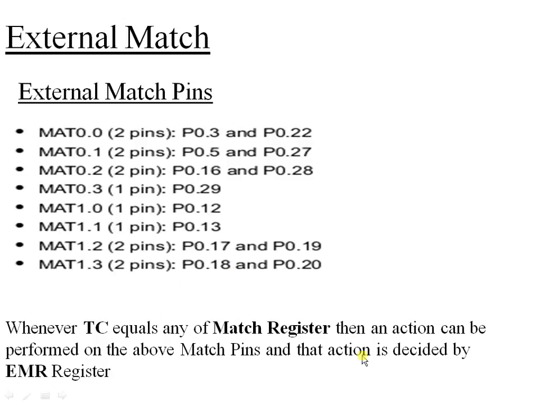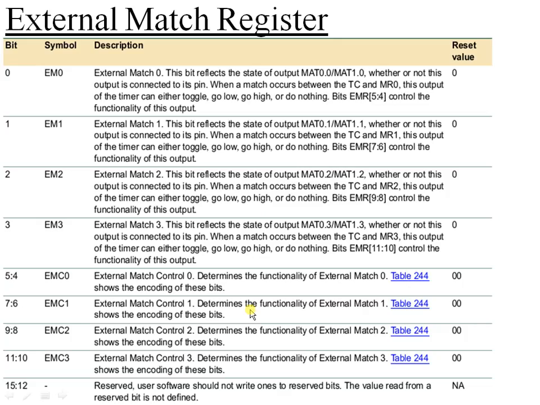Now what kind of action can we perform on these match pins? That is decided by the EMR register, the external match register. With the help of this, we can select a particular action to be performed on these pins when TC equals match registers. Let us see what kind of actions we can perform.